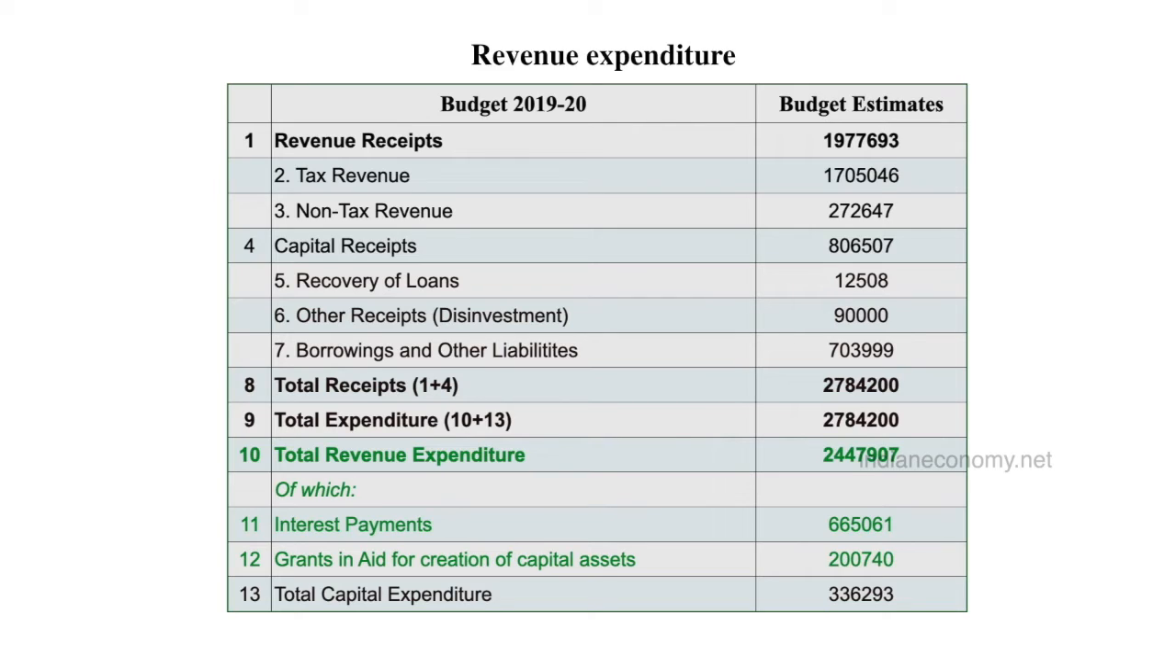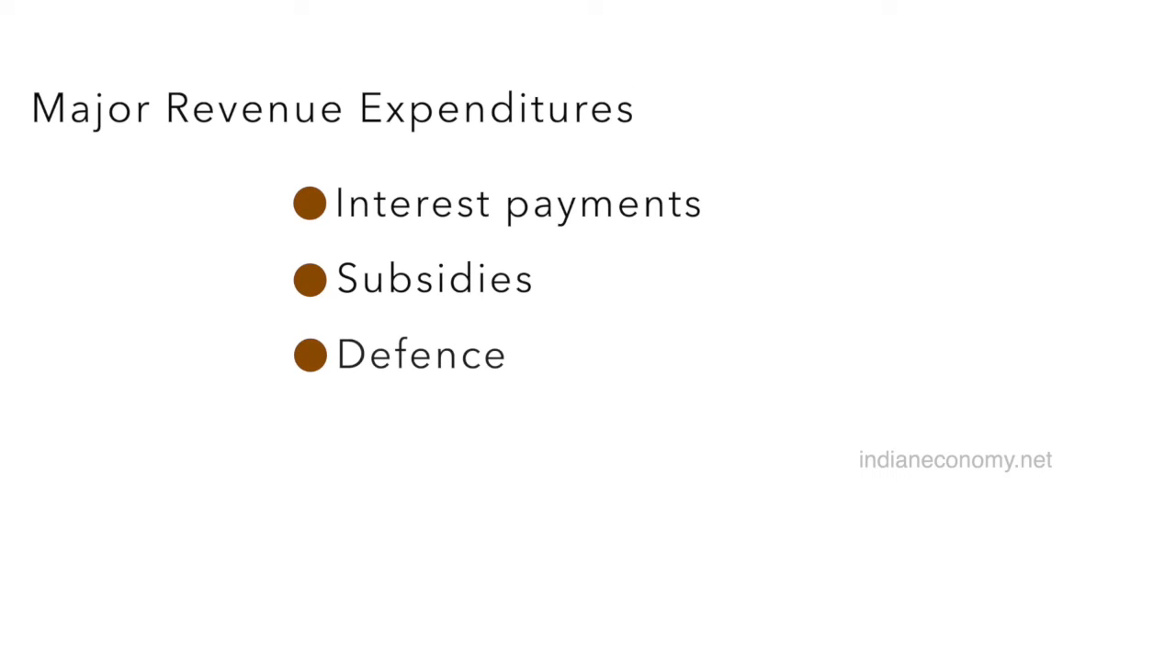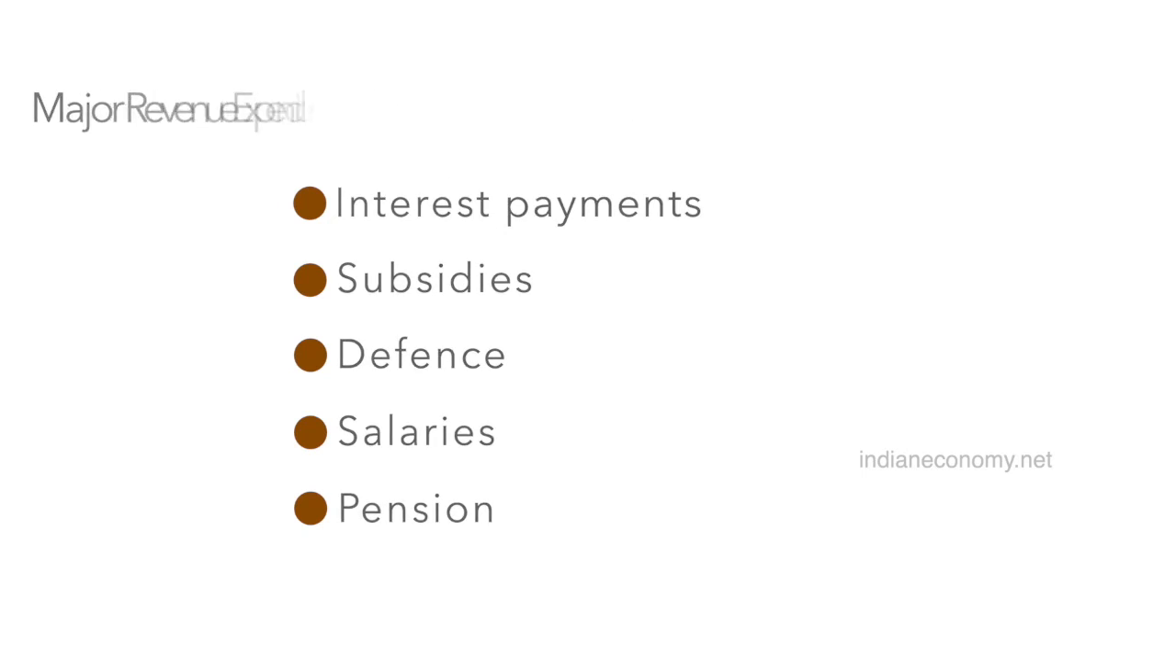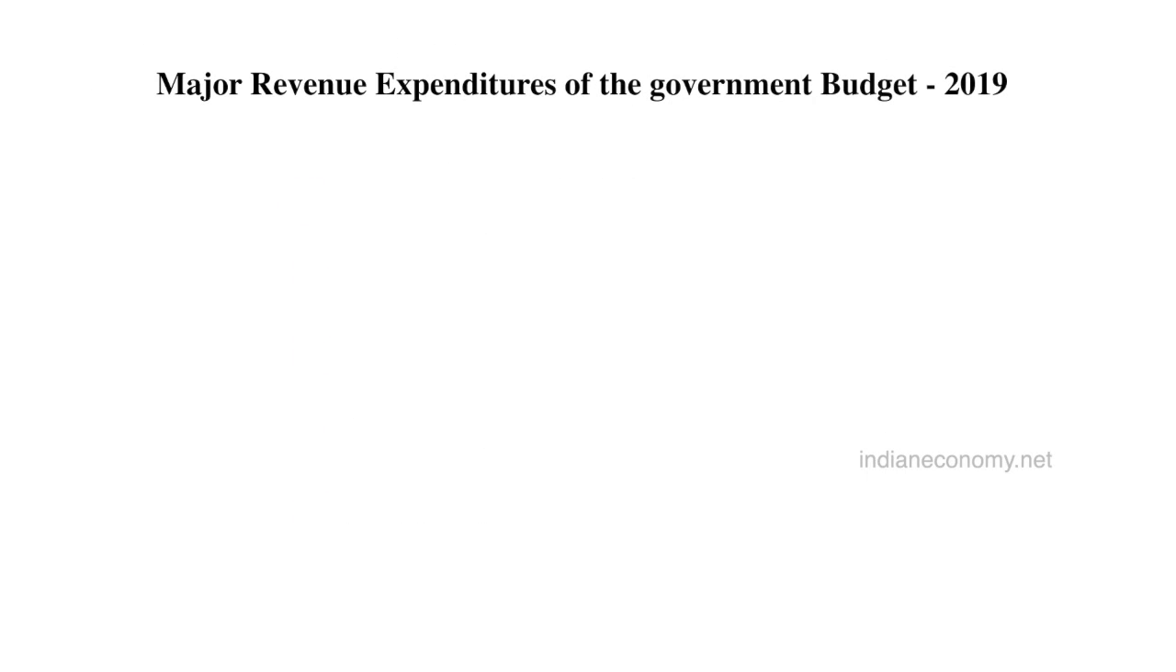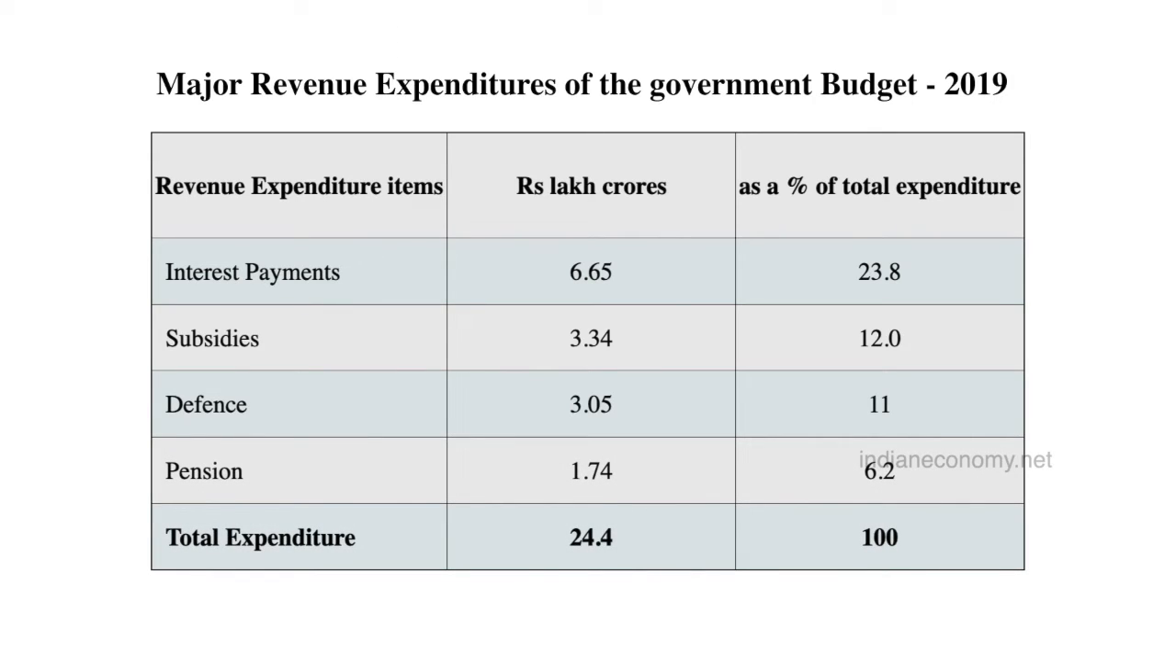Now we are coming to see the major revenue expenditure items of the government. We saw that the revenue expenditures are incurred to finance the day-to-day functioning of the government, and it constitutes around 88% of the government's total expenditure. And which are the most important revenue expenditure items? The interest payment, subsidies, defense, salaries, pension, etc. The table here shows the shares of different types of revenue expenditure. We can see that interest payment amounts to 6.65 lakh crores rupees, or around 23.8% of the government's total expenditure.